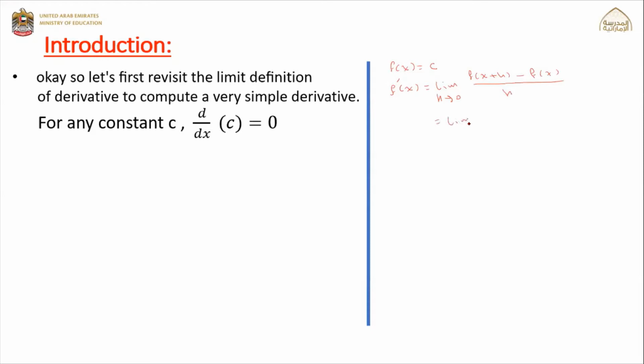This equals limit h goes to 0 of f of x plus h. If I replace x plus h by x, the function is the constant c, so the result is c. F of x also is c, over h, so the final result is 0 over h, which gives me 0. So the derivative of constant c equals 0.